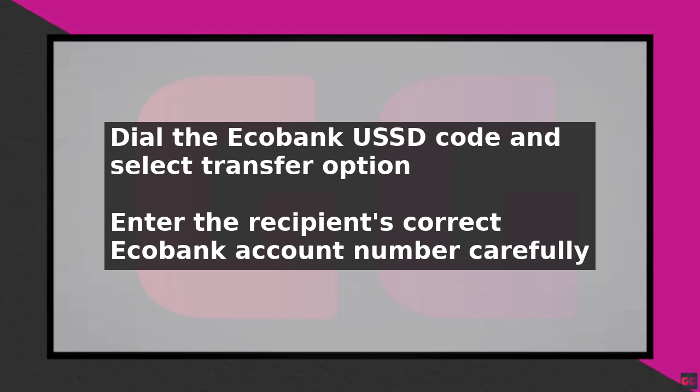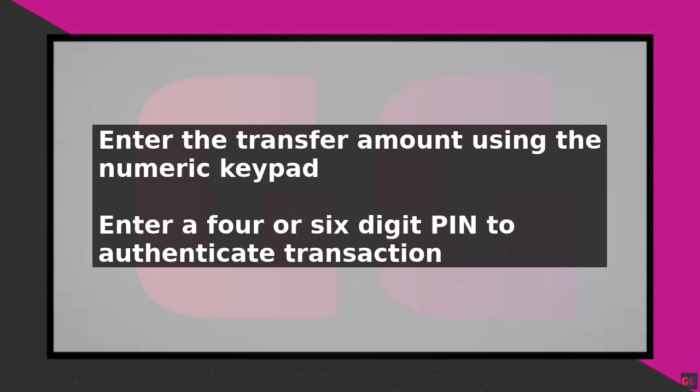After entering the account number, you will be asked to enter the amount you wish to transfer. Enter the amount using the numeric keypad on your phone, ensuring that you have sufficient funds in your account to cover the transfer amount. You will then be prompted to enter a 4 or 6-digit PIN to authenticate the transaction. This PIN is usually set when you first register for the USSD service.